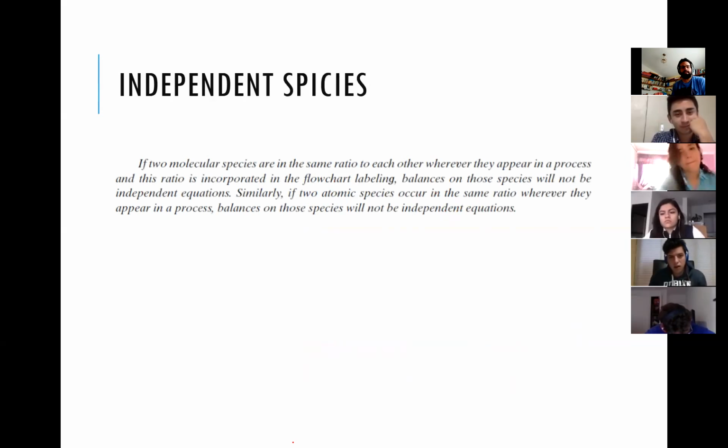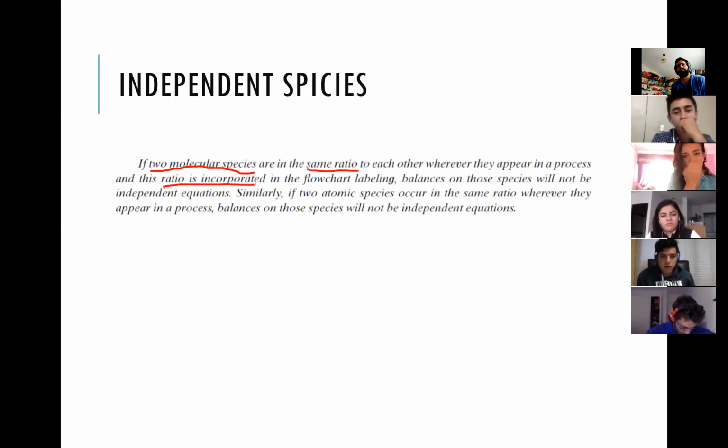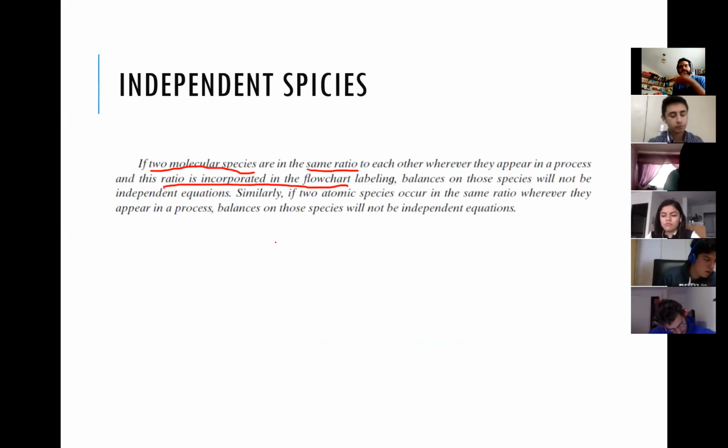Okay. So another thing is the independent species in the problem or in the process. In this case, I'm going to read the description. It says that if two molecular species are in the same ratio, like air, for example, to each other wherever they appear in a process, and this ratio is incorporated in the flowchart labeling, balances on those species will not be independent equations, okay? Because they keep the same ratio, so they have the same properties, so they don't change between the inlet and the outlet.